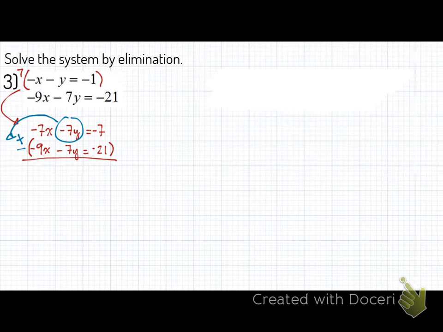Think about it. If you put plus, what's negative 7 plus negative 7? Negative 14. Good. Okay. So, we're going to use a minus sign, right? What's negative 7 minus negative 7? 0y. It cancels out. Okay?